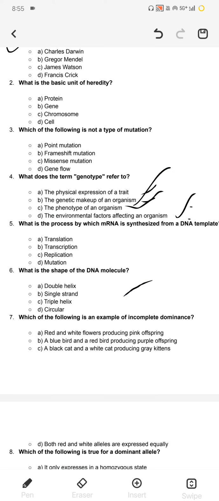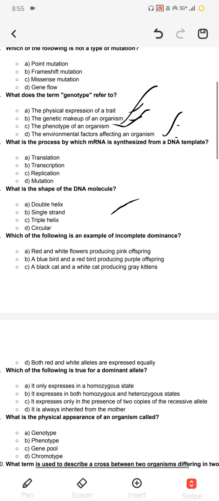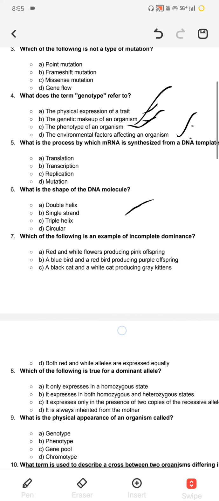Next question is, what is the process by which mRNA is synthesized from a DNA template? mRNA is being synthesized from DNA. Okay. Your options are translation, transcription, replication, or mutation. So the right answer here is B, transcription.